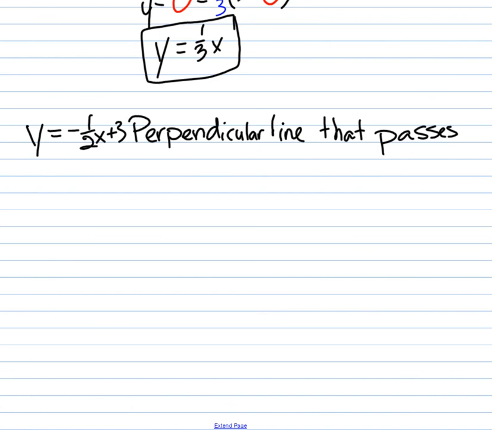All right, so we want a perpendicular line that passes through, let's say, 3, 4. This is the exact same thing as parallel, except for one small difference. Don't tell them. Okay, I'm just telling Javier, don't anyone else listen.